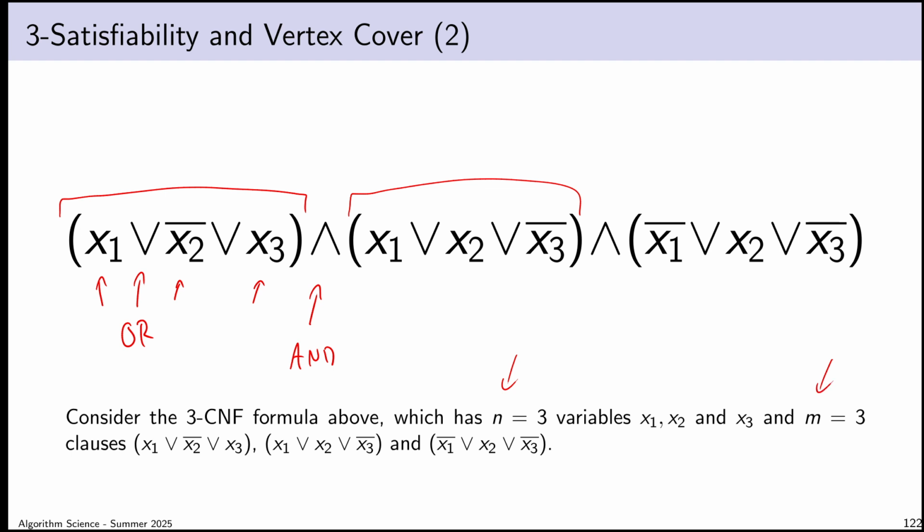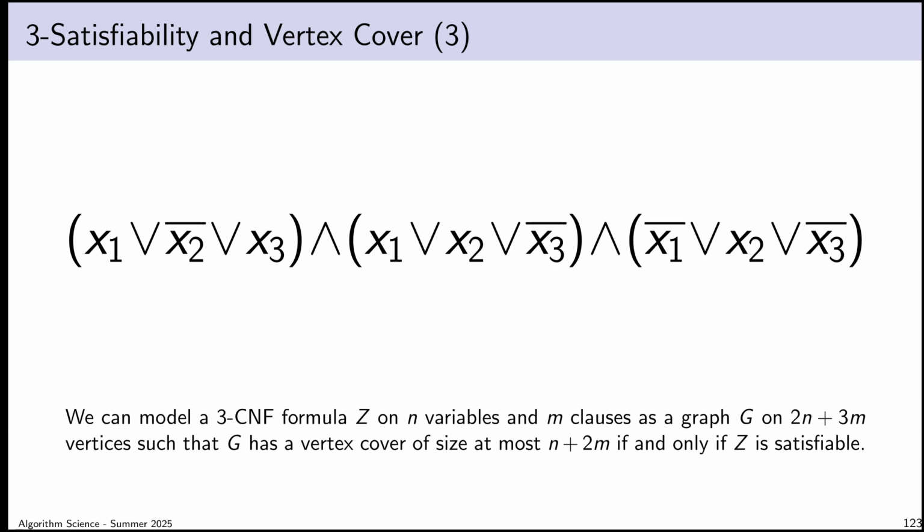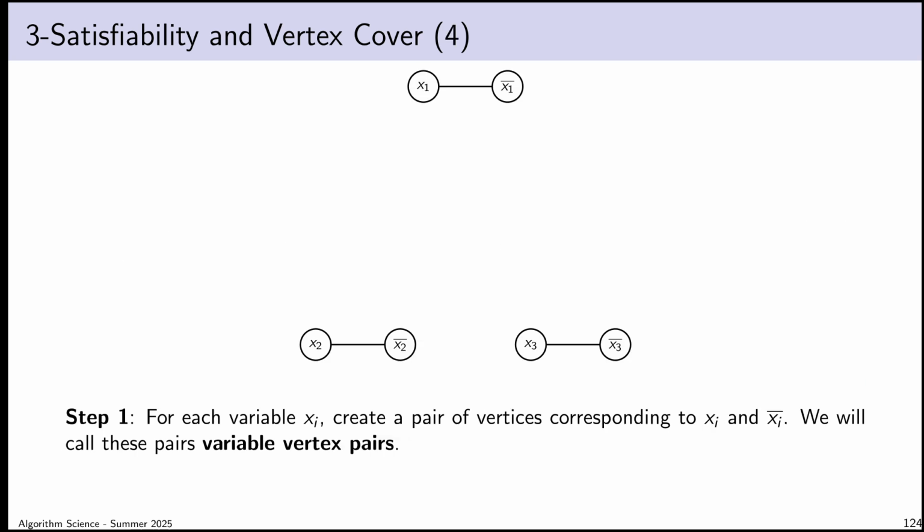3 clauses, 3 variables. It turns out we can take a 3CNF formula on n variables and m clauses and turn it into a graph on 2n plus 3m vertices. So in other words, I'm going to add 2 vertices per variable plus 3 vertices per clause. And I can demonstrate that the graph I produce has a vertex cover of this size if and only if there is a satisfying assignment to the formula. This is a pretty weird one. Okay, so here's how we construct the graph.